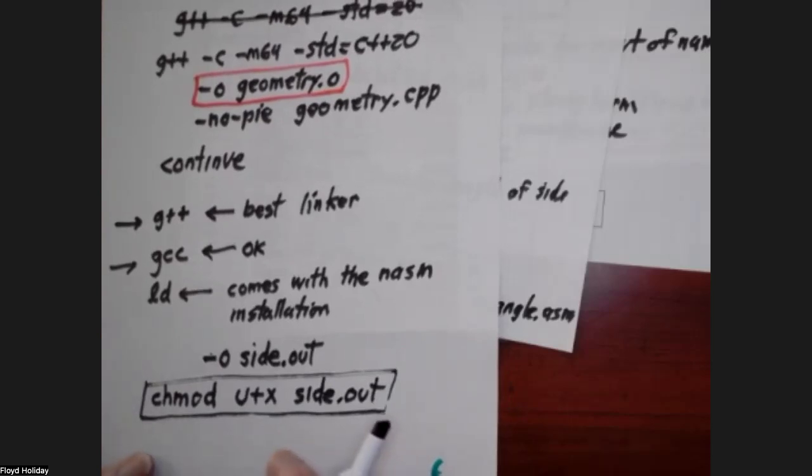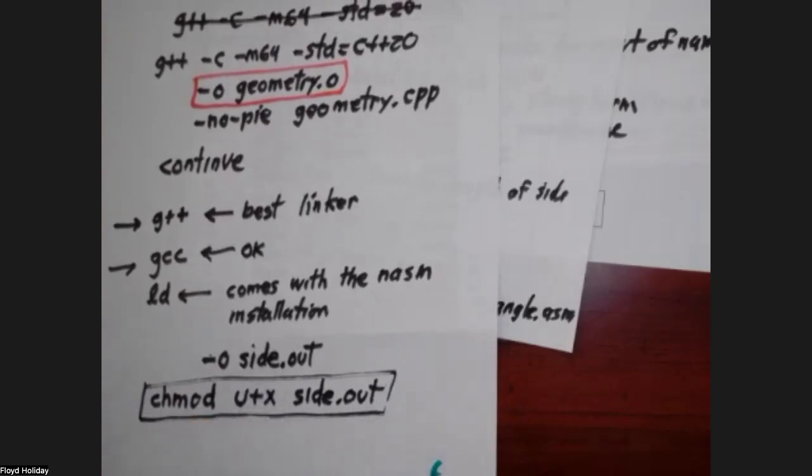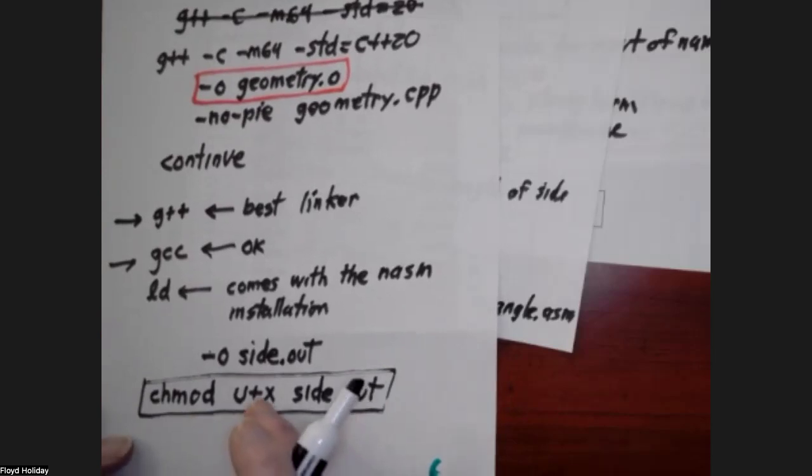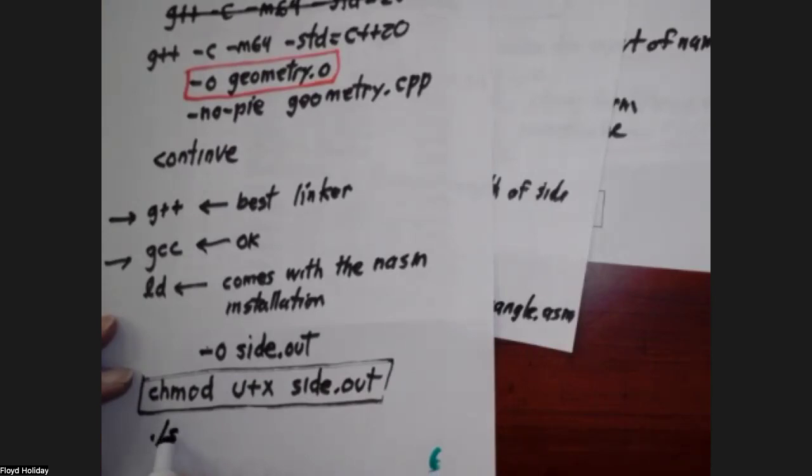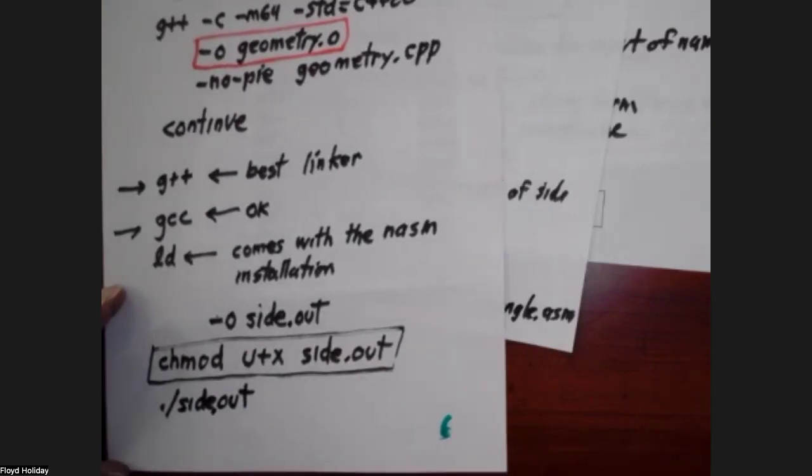That gives execution; u is for user. You are the person using this. The user receives execution permission on the file that's named. These three have to be in that order, by the way. And then you go ahead and execute it: dot slash side dot out. There's a dot there. Is that readable? Dot slash side dot out will run the program.